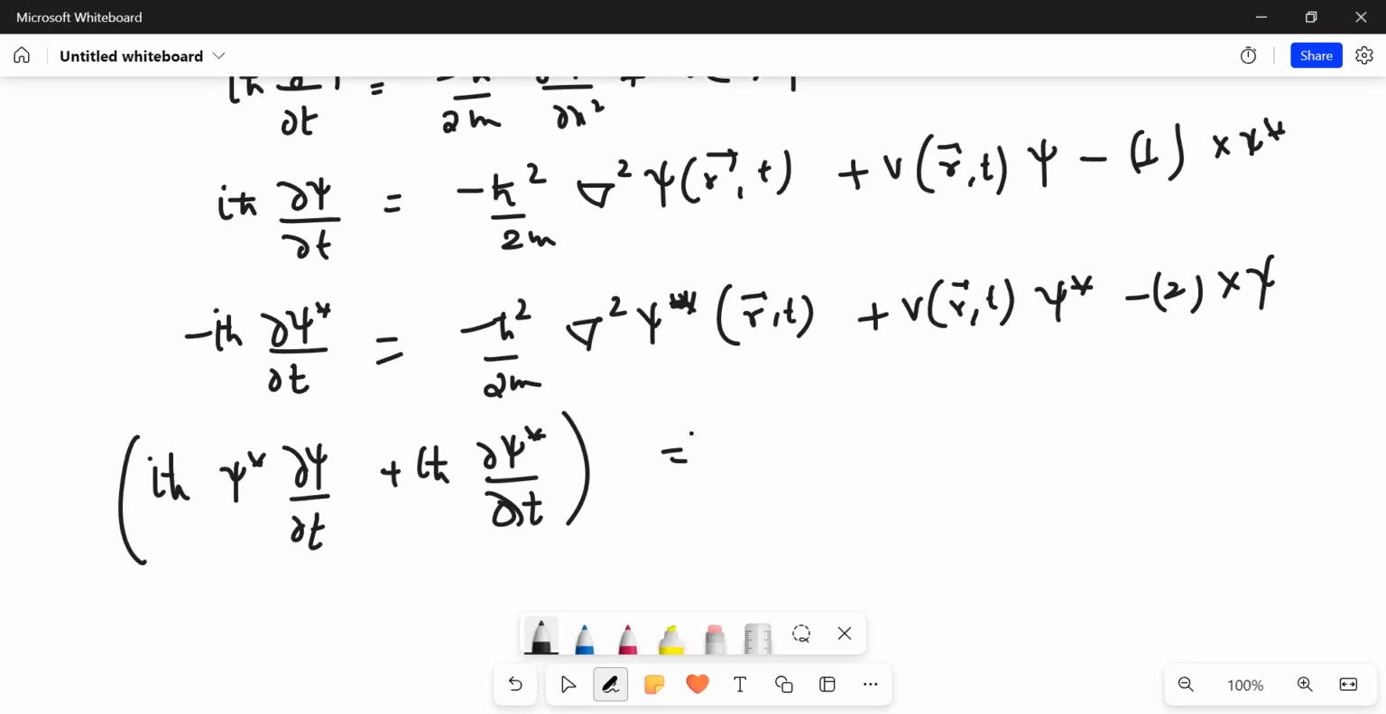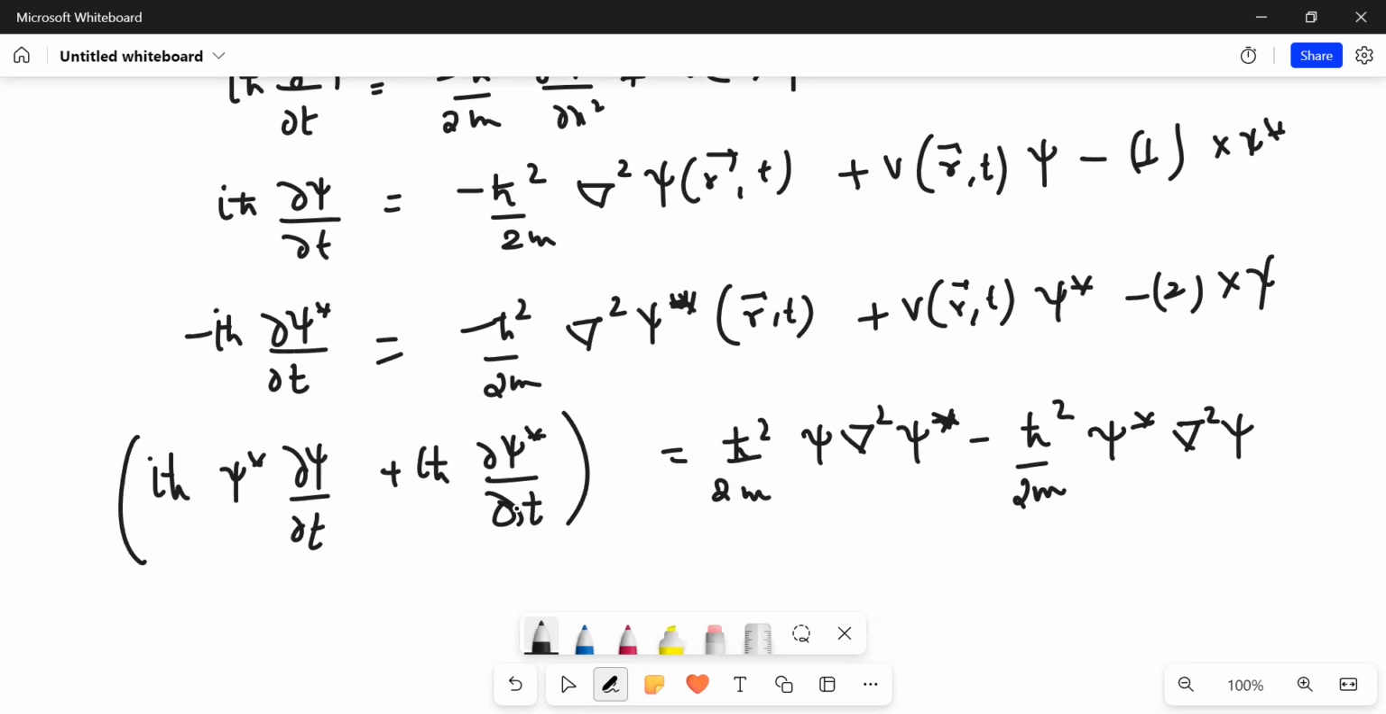This will prevail anyhow. And what would it be equal to? It would be equal to h bar square upon twice m, and then you have, I think there would be some psi at first, and del square psi star, and then minus h bar square upon twice m, and then you have, I think, psi star del square psi. I hope it is clear now. I think now it makes some sense.